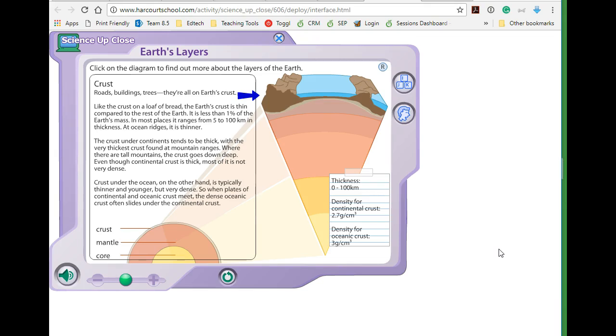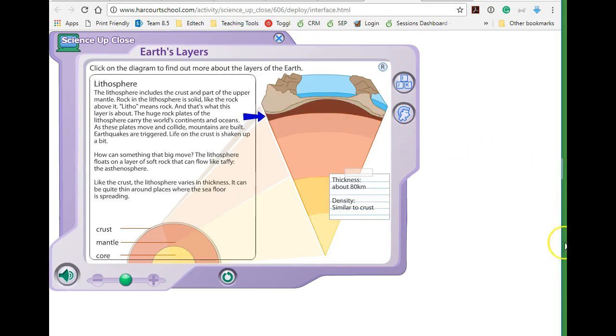Even though continental crust is thick, most of it is not very dense. Crust under the ocean, on the other hand, is typically thinner and younger, but very dense. So when plates of continental and oceanic crust meet, the dense oceanic crust often slides under the continental crust.